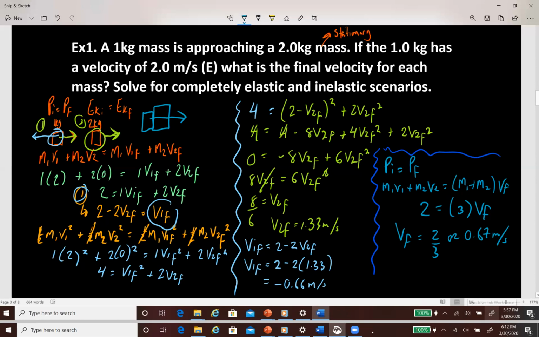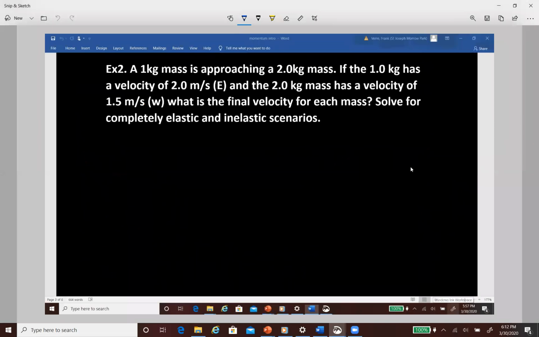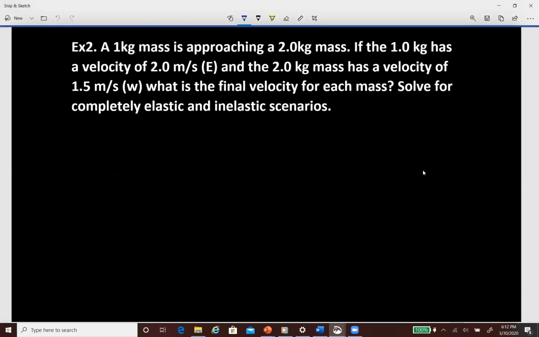Now let's move on to question 2. Here's question 2. In question 2, we have an object approaching another object, but in this case, this is actually going to be two-dimensional. So we have a 1 kilogram mass object. Let me change the color, make it a little bit brighter. So there's my 1 kilogram mass object, approaching a 2 kilogram mass object.